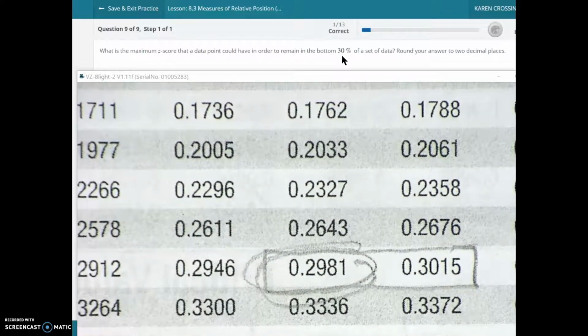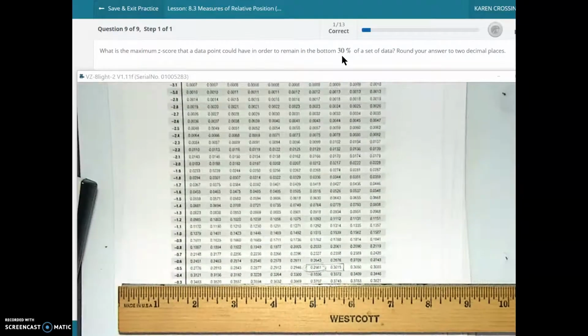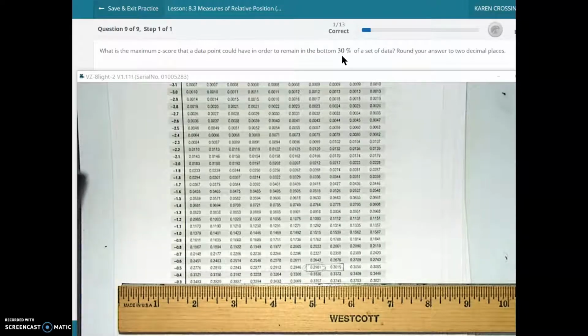But to figure out what that z-score is, this table goes backwards, or we're using the table backwards. We've got this value right here that we're looking at. The 29% is what we're going to go with.